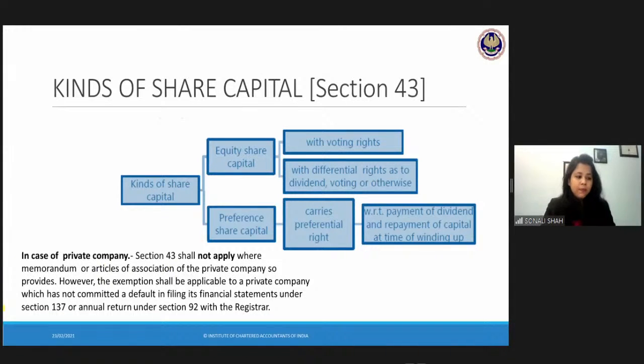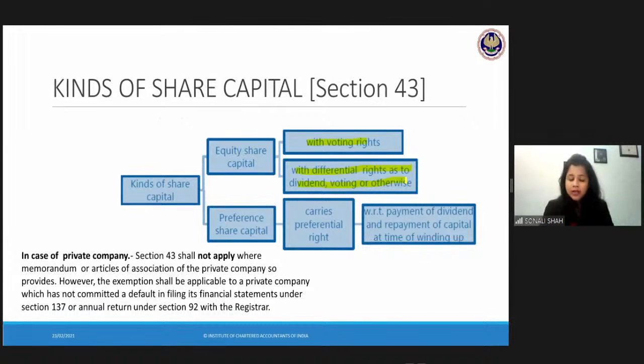So coming to the equity share capital. This equity share capital comes with a voting right, or it can also come with a differential voting right as to dividend, voting or otherwise. So generally the principle goes as one share, one vote, right? This is how the principle is. But it is permitted to issue shares with differential voting rights.